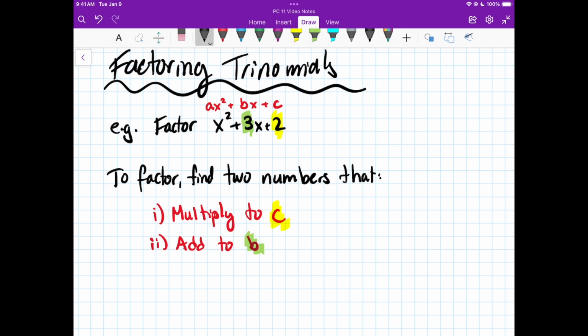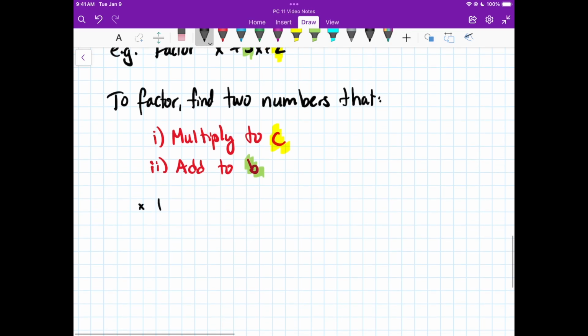So you run through your list of factors. There's not very many things that multiply to 2. Really, there's only one option in this case. You're going to want to get to a point in this course where you can do most of this work mentally, but for now, let's break it down a little bit.